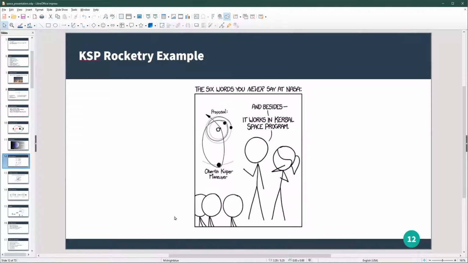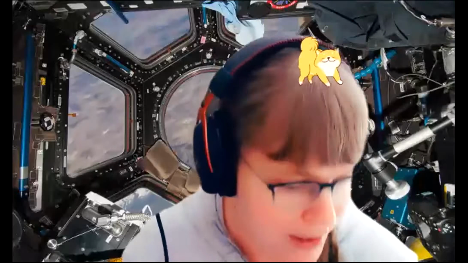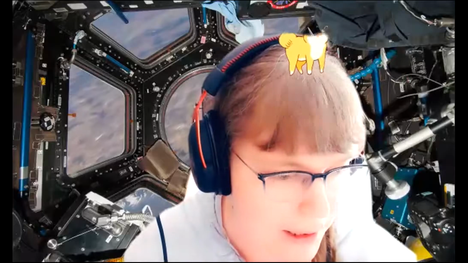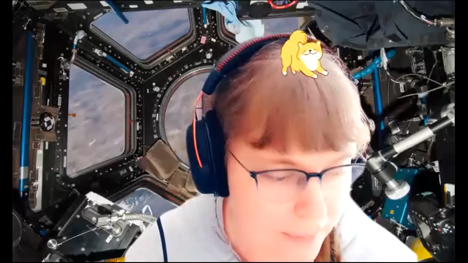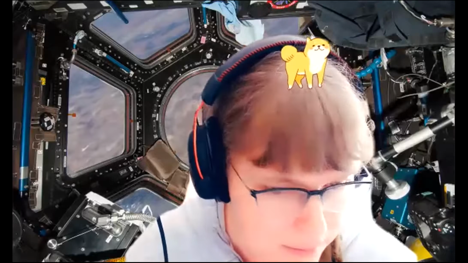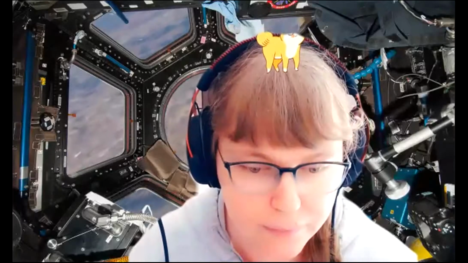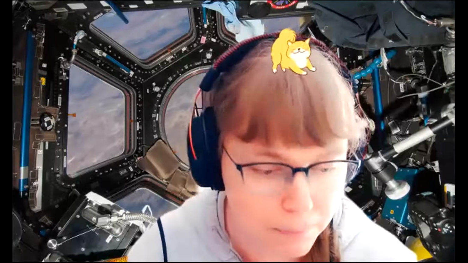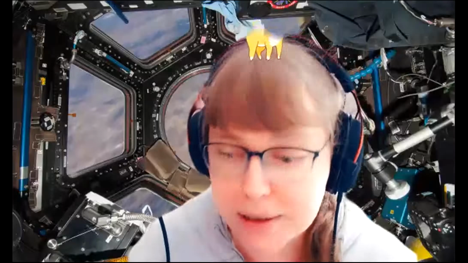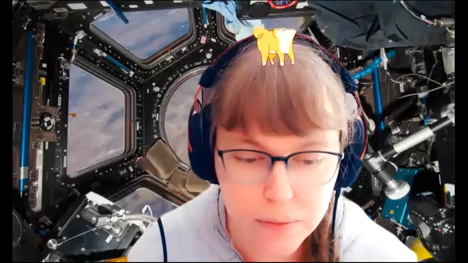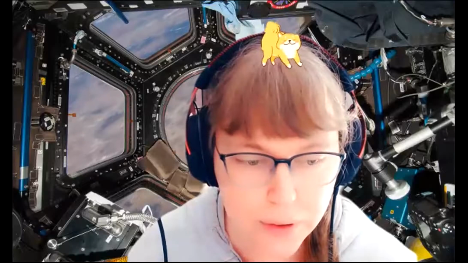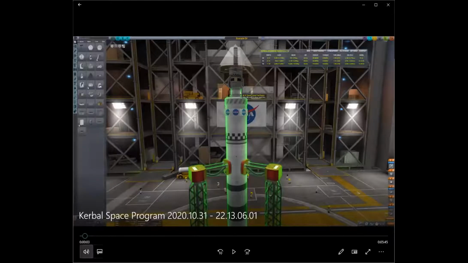So yeah, let's look at how things get into space using my favorite program, Kerbal Space Program. I'm going to stop the share, open up a video, I think. Here we go. All right, and I'm going to redo the share, I think. Share. It's working, perfect. So here we have a rocket that I made in Kerbal Space Program.